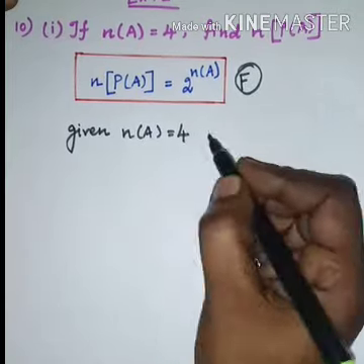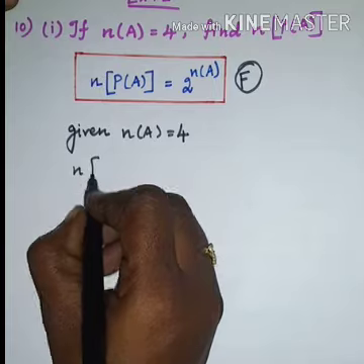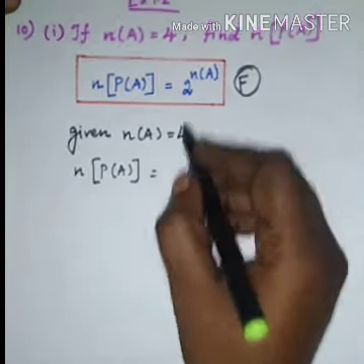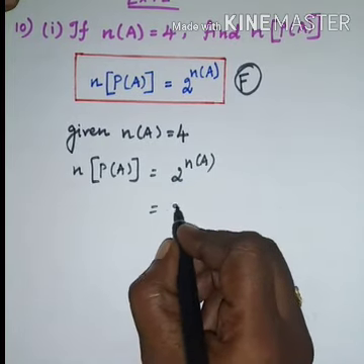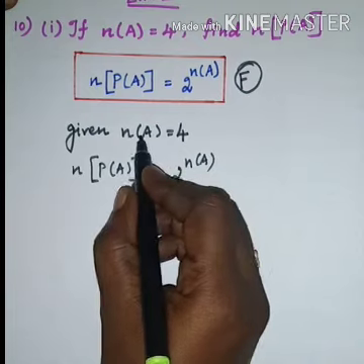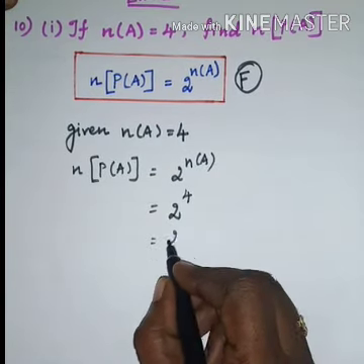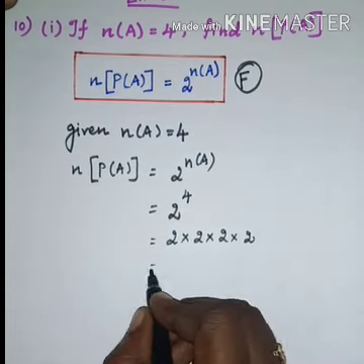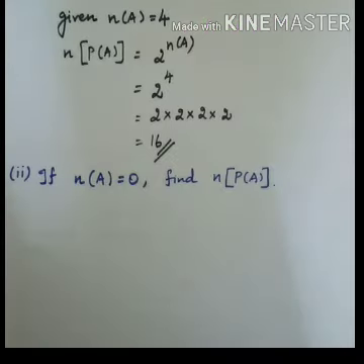4. Here given n(A) is equal to 4. We have to find n(P(A)). The formula to find n(P(A)) is 2 power n(A). So 2 power n(A), the number of elements in the set A given is 4. 2 power 4. So 2 power 4 is 2 into 2 into 2 into 2. So 2 2s are 4, 4 2s are 8, 8 2s are 16 is the answer.